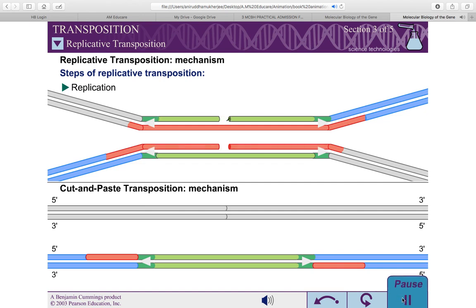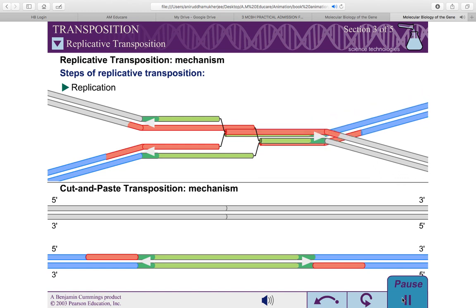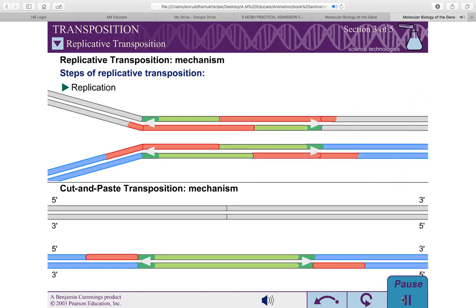In the process of moving, replicative transposition often rearranges the flanking chromosomal sequences. For some transpososomes, site-specific recombination occurs between the two transposons, resolving these rearrangements.